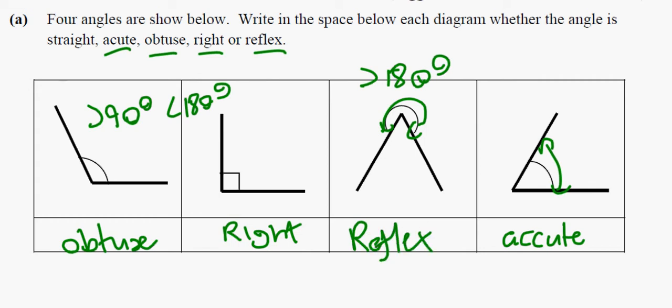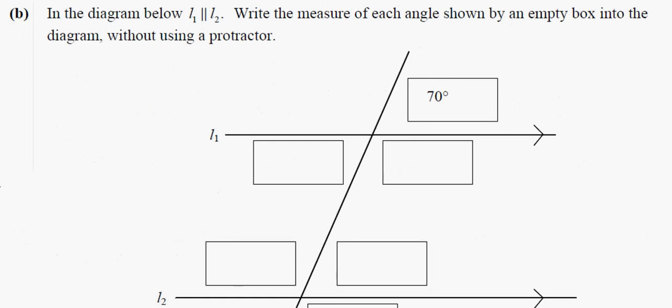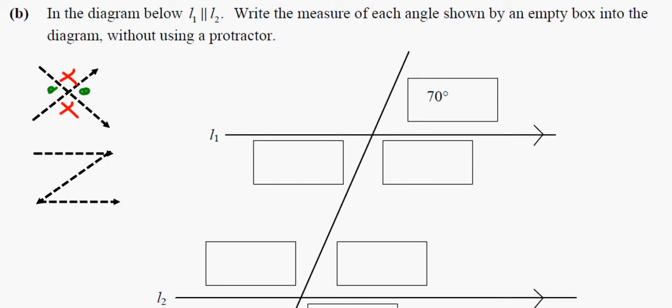Okay, next part. Write down each angle shown in the empty box. Alright, so what we have to remember is, if you see an X, this one equals this one, and this angle here will equal this angle here. The other thing you're looking for is an N, or an N or Z. Where you have something like this, what you can say is that this one here is what's called opposite angles. Opposite angles, this one here is alternate.